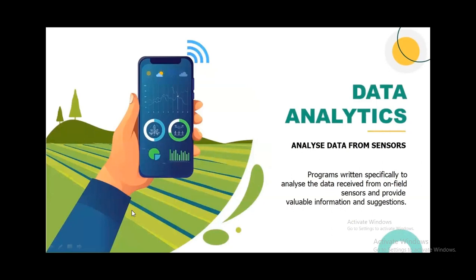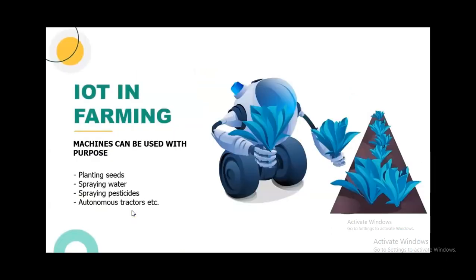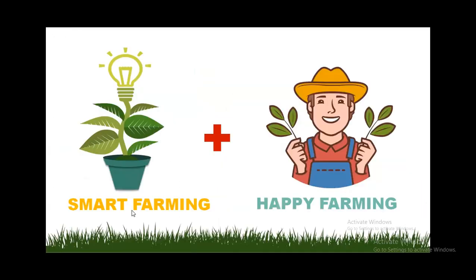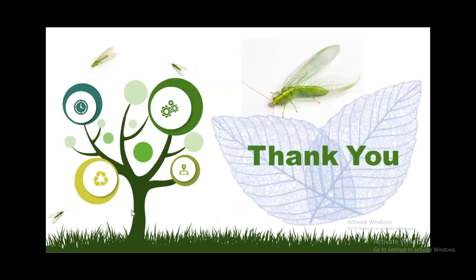We can use the mobile application for data analysis, taking the data from the field, and we can use some robots and automated tractors over the field. So smart farming is what we all know. I introduce happy farming also. When our crops are happy, when our fields are happy, when our farmers are happy, we as consumers or society members also become happy. And with that note, I want to conclude my presentation.